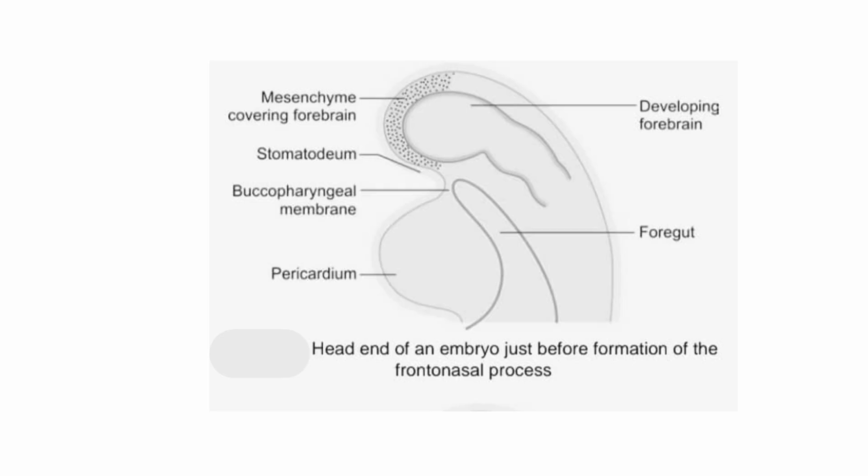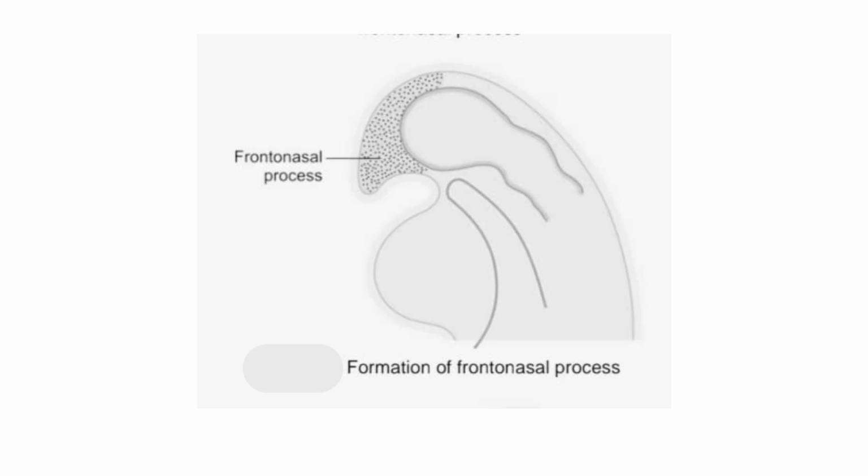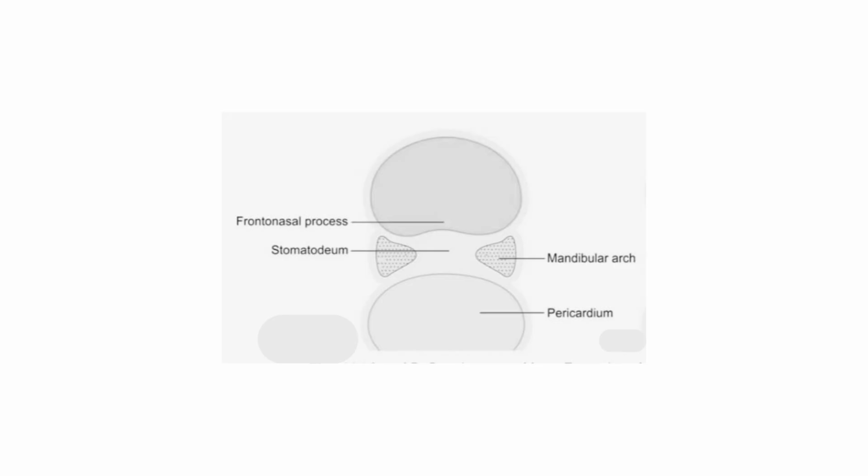picture. Now the mesoderm which is covering this forebrain proliferates and forms a downward projection. This downward projection is nothing but the frontonasal process. So basically the face is derived from the structures around the stomodeum. First is the unpaired frontonasal process, and the others are the paired maxillary process and mandibular process.